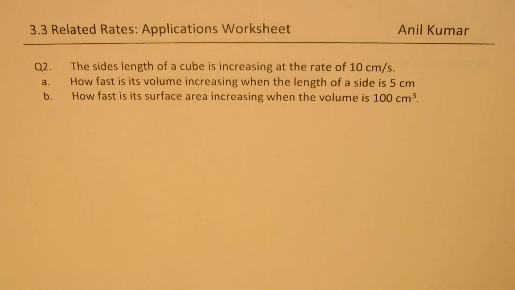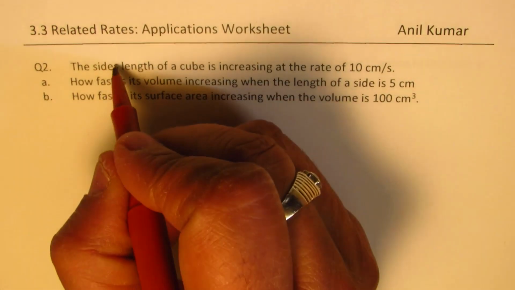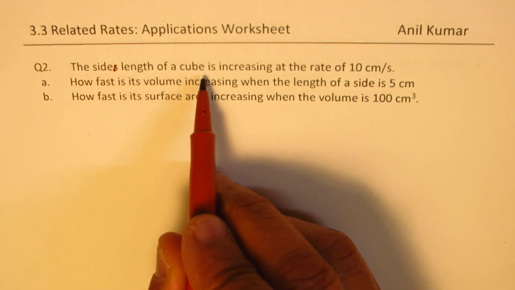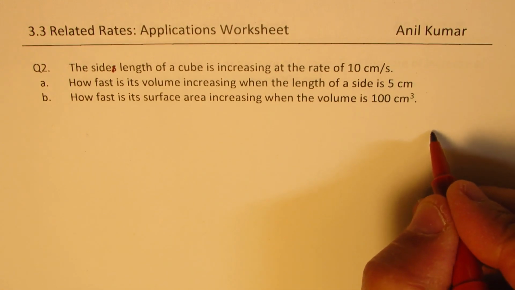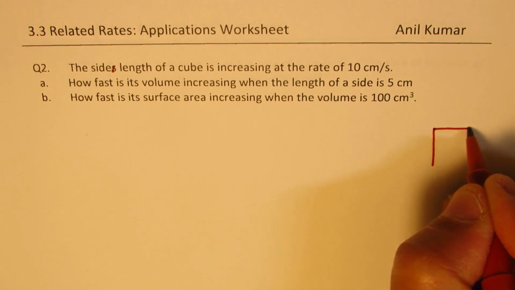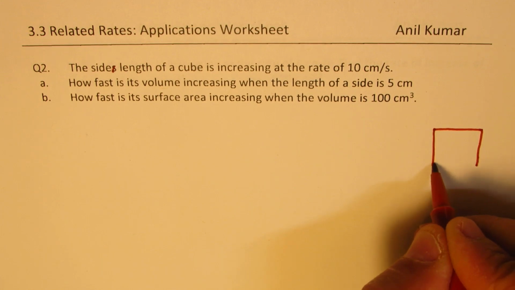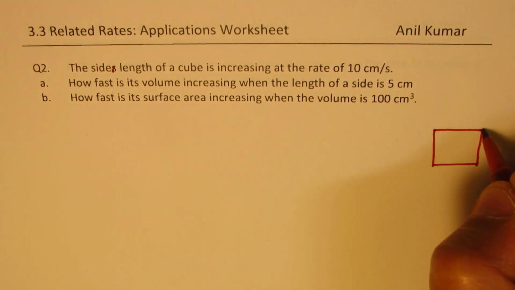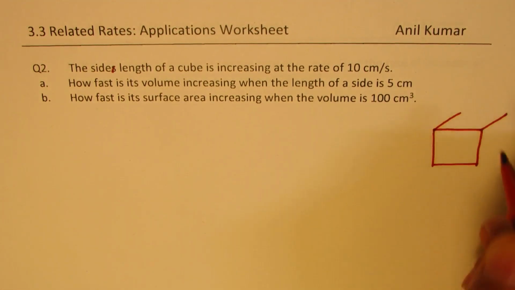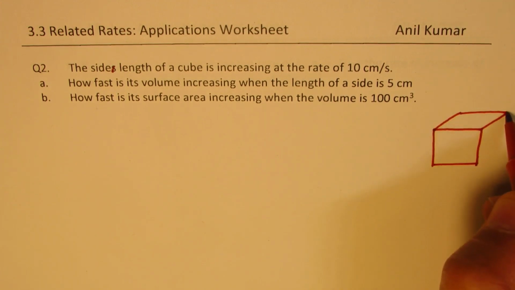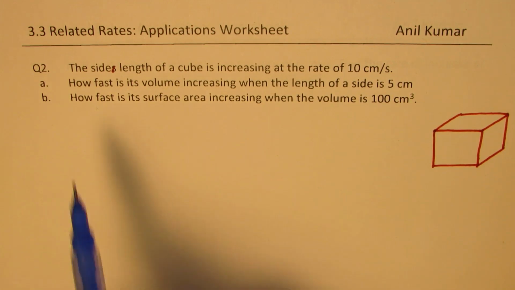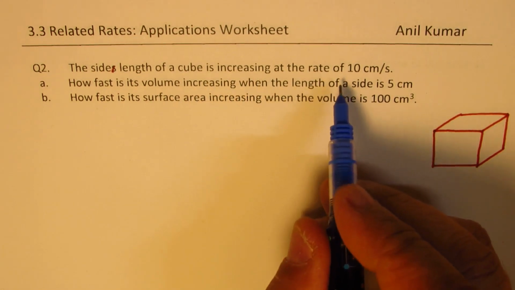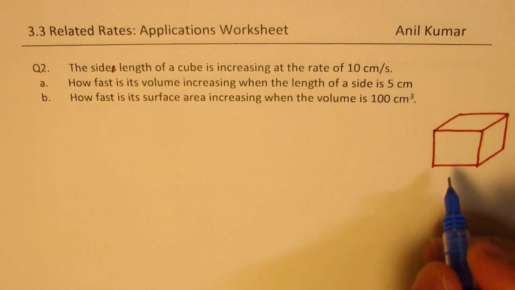Perfect. Let's take the second example, which is: the side length of a cube is increasing at the rate of 10 centimeters per second. So now we've just changed it a bit. Gradually we are trying to have examples which can give you variety. That's the whole idea. So now we have a cube. The side length of a cube is increasing at the rate of 10 centimeters per second.